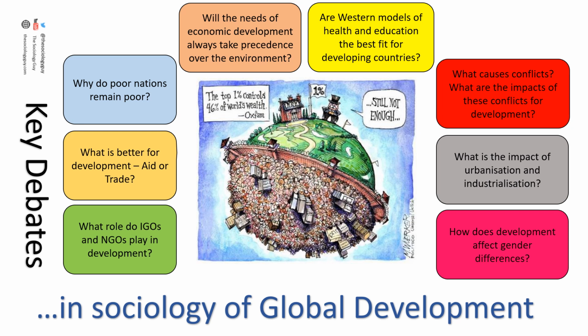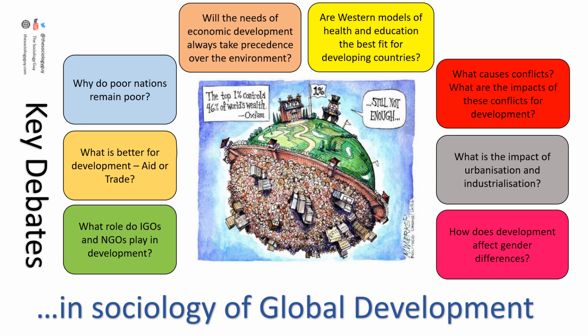What is better for development, aid or trade? That is one that they've asked quite a lot in the past. Certainly on the old spec, it seemed to be a big question, and it was a tough question for students, this idea of aid and trade and which is better. What role do IGOs and NGOs play in development? So what role do international governmental organizations like the IMF, the World Bank, and the World Trade Organization play in development versus non-governmental organizations? So things like UNICEF, some of the charities that are in the developing world as well, WaterAid, people like that.